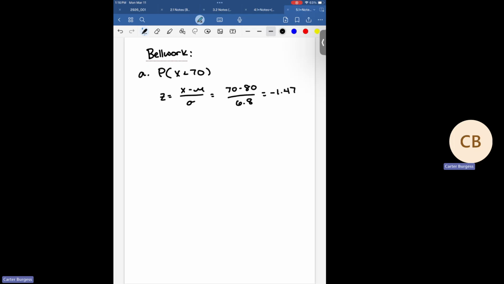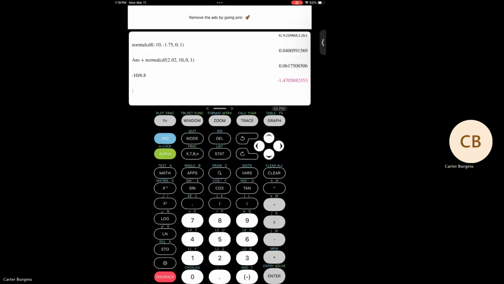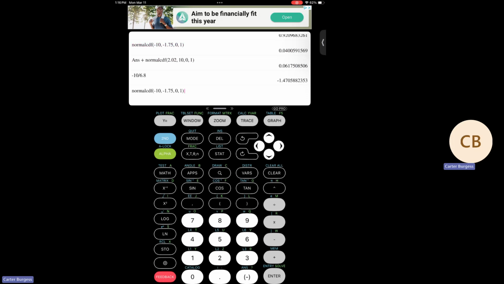Sure. And so really what this is asking is equivalent to the probability that z is less than negative 1.47. So how do I then figure out the probability that z is less than negative 1.47? What is the function in my calculator that we are going to use? Well, that will be the normal CDF.